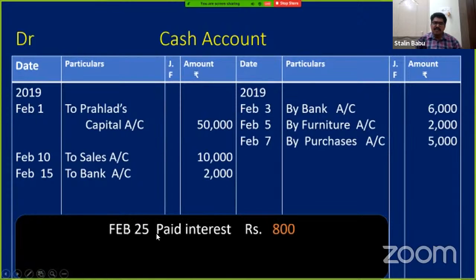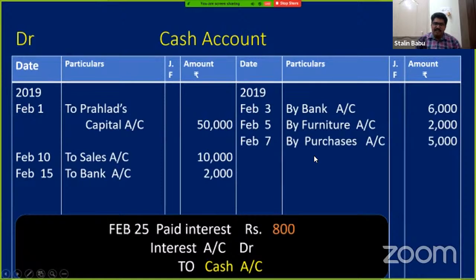On February 25th, paid interest. We are paying the expenditure. So the journal entry is interest account debit to cash account. So here cash account is credited, so we have to post on the credit side.